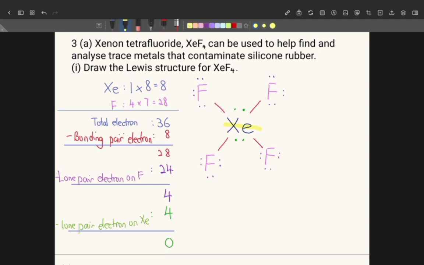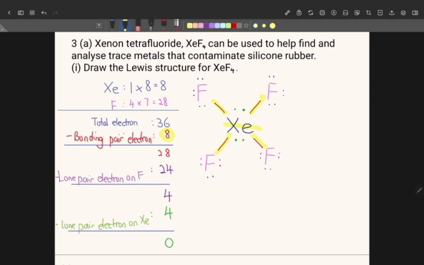First, the Xe will form the bond with F. So Xe will form 4 bonds with 4 F. 1, 2, 3, 4. Each bond has 2 electrons. So we have 4 bonds, 4 times 2 equals 8. So 36 minus 8 equals 28.